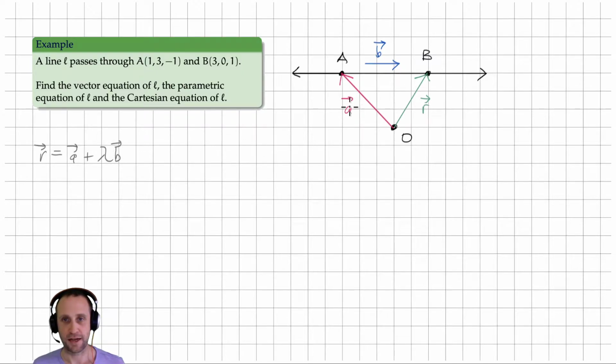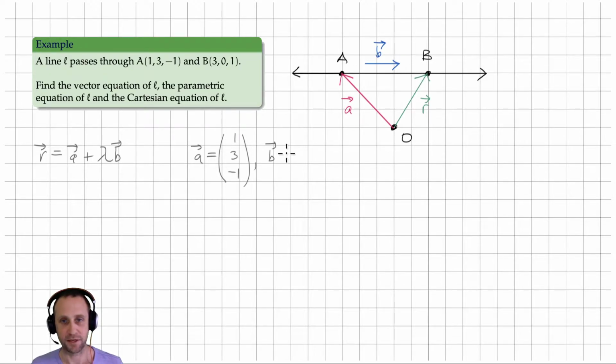So A, let's work on A first. The vector A, we can find it by thinking about where we ended and where we started. So we ended at 1, 3, and -1, and we started in each case at 0, 0, 0. So that's simply going to be 1, 3, and -1 here. And the vector B, well, a good one would be to just consider the vector from capital A to capital B.